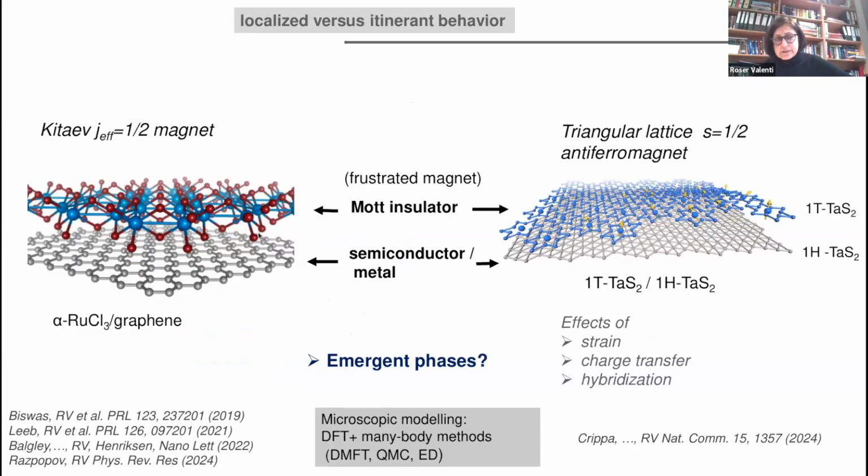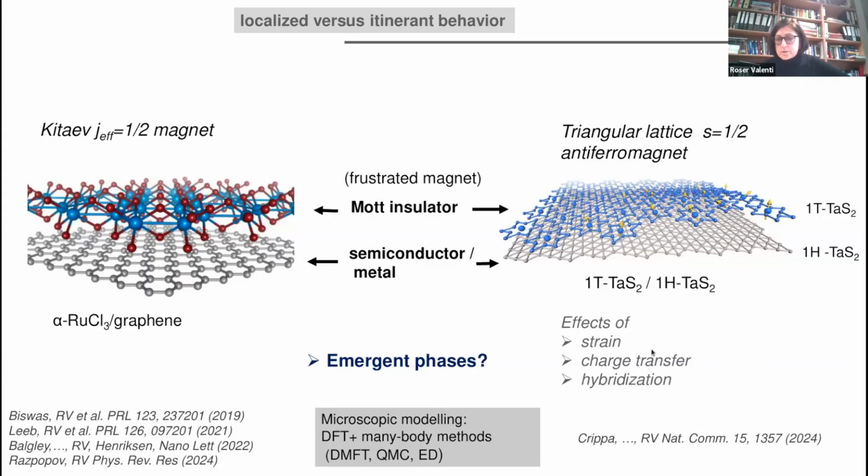But today I won't talk about this type of bilayer, but about another type, which also has similar features because we bring together 1T tantalum disulfide, which is a triangular lattice spin-1/2 antiferromagnet, a Mott insulator, in proximity to a metallic system, which is the 1H tantalum disulfide. Basically, what we want to understand is what kind of phases appear when we bring these two systems together, taking into account that we are going to have effects of strain, charge transfer, and hybridization.